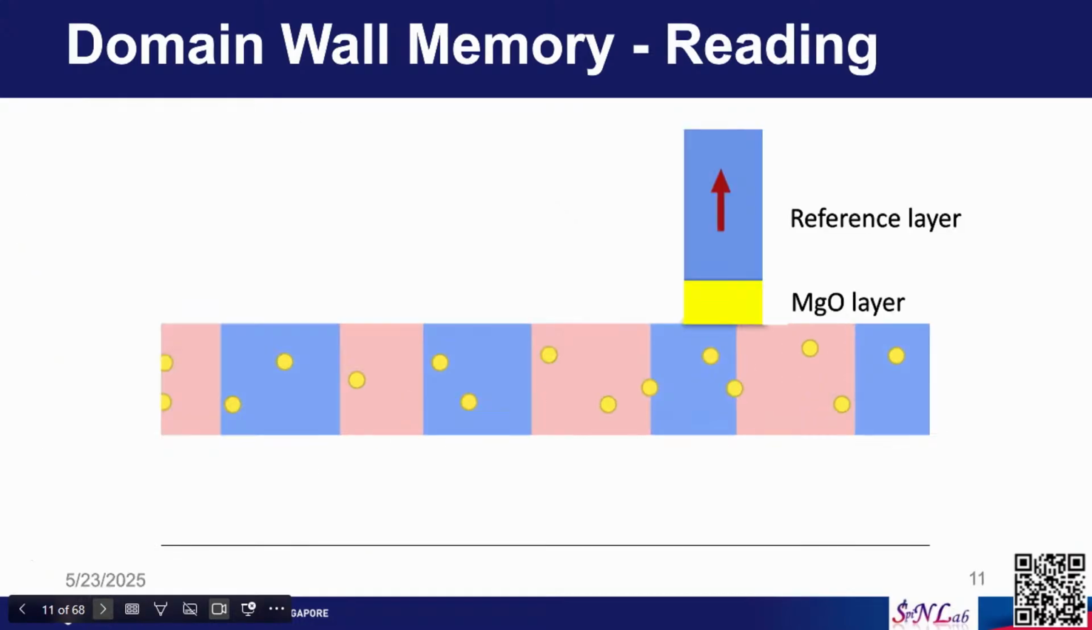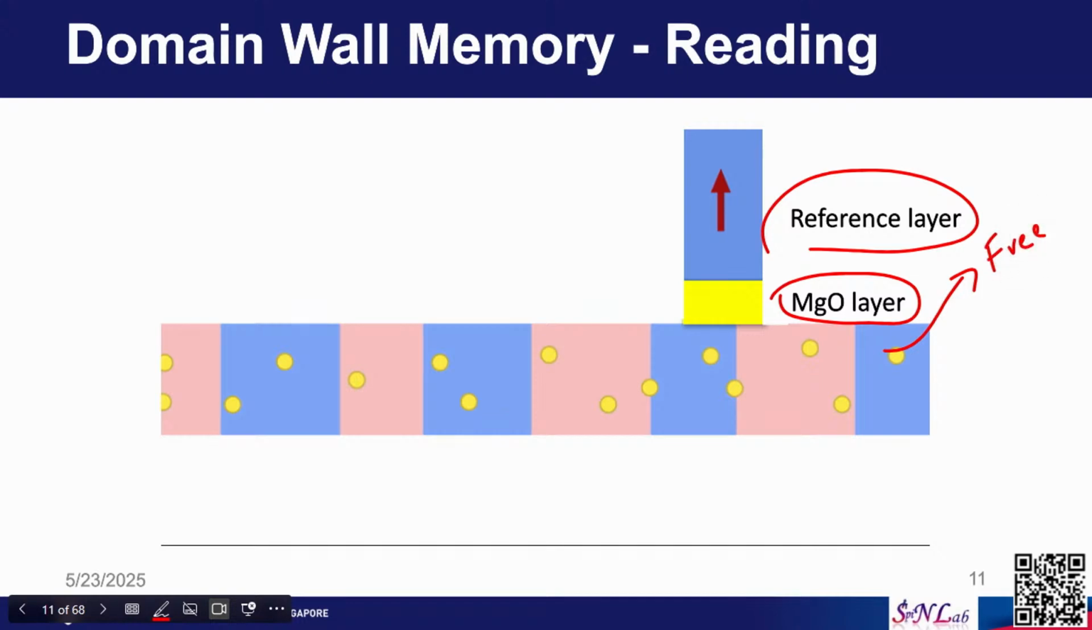So, when we want to read information, what do we do? Let us say in this region we form a kind of magnetic tunnel junction. The layer on top is the reference layer, then we have magnesium oxide, then you can imagine that this is the free layer. Physically the free layer is fixed in position. The free layer does not move physically, but the domains below the magnesium oxide move.